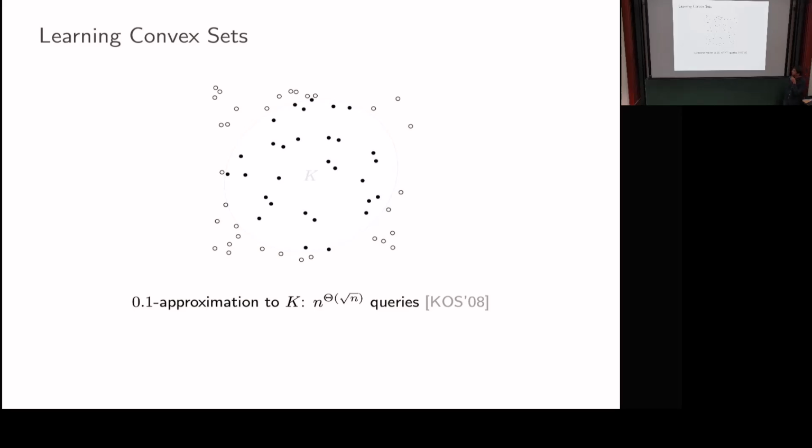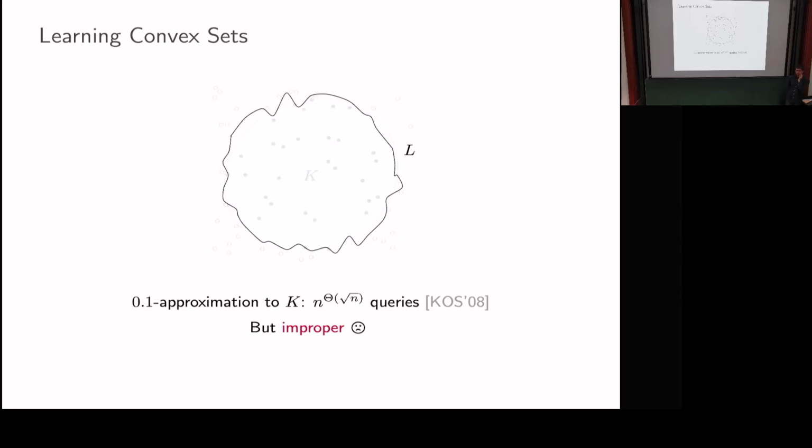And so they tell you that if you draw n to the root n queries, you can output a function L, which does a pretty good job at approximating your set K. But there's one downside to their result. It's that this function L turns out to be a degree root n polynomial. In other words, you're trying to learn the class of convex sets using a class of non-convex hypotheses. There's like no reason why a degree root n polynomial is convex. So that's a little unsatisfying.